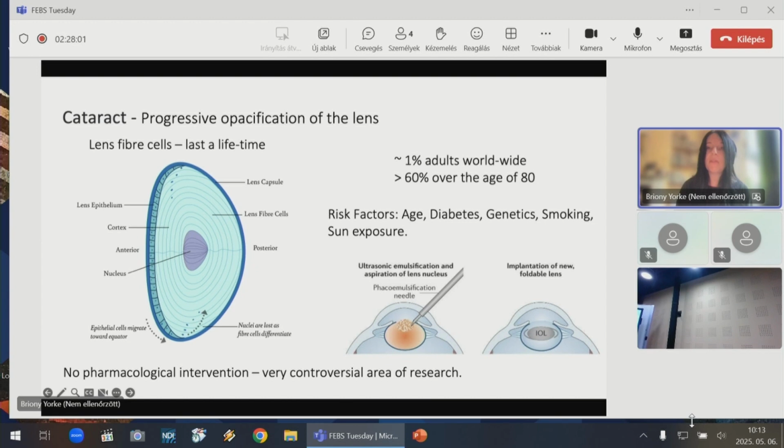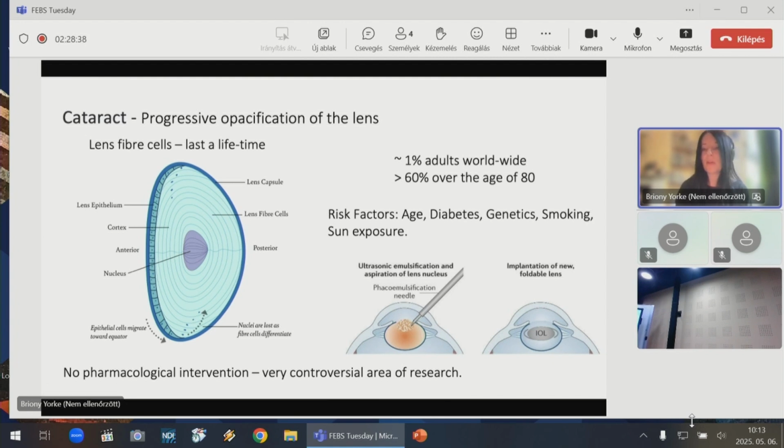And there are a number of different risk factors. Of course, age, and diabetes is also a risk factor, genetics, smoking, and importantly, sun exposure. Currently, the only way to treat cataracts is to perform surgery. Surgeries are extremely successful and require a skilled surgeon to insert an ultrasonic needle into the eye lens to break up the protein. The protein is then aspirated out, and a new plastic intraocular lens is inserted.